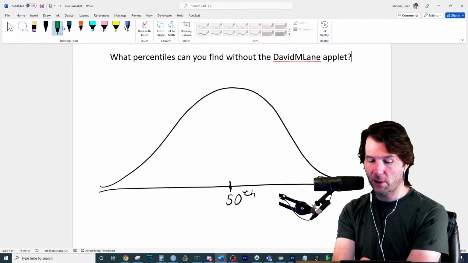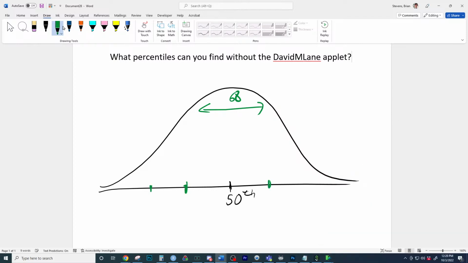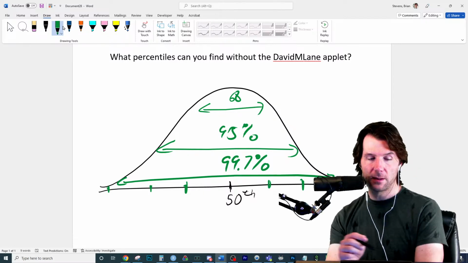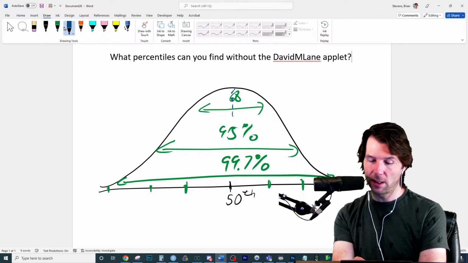Now, we can probably draw out our 68. Let's do it right here. 68, 95, 99.7. Now, how are we going to use these numbers? There are lots of ways to find the answers to these questions, but let's go for the easiest one to start. I think one of the easier ones to get is to take right here and cut 68 in half.